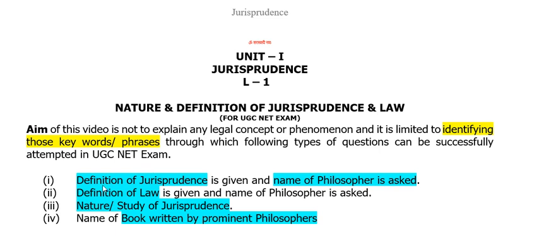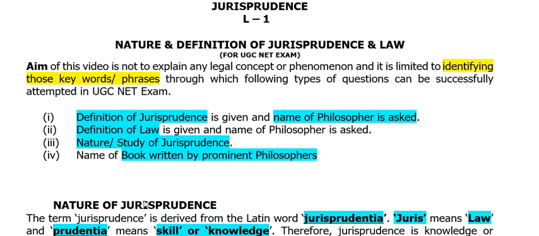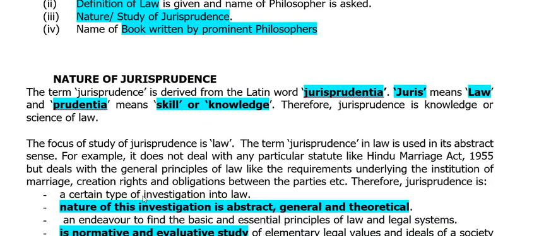One of the typical questions asked in the UGC NET examination is related to the definition of jurisprudence. A definition is given and the name of the philosopher is asked. A definition of law is given and the name of the philosopher is asked. And sometimes questions are based on the nature and study of jurisprudence, and then sometimes the name of a book is asked, that which philosopher has written this book. So we are starting with the nature of jurisprudence.